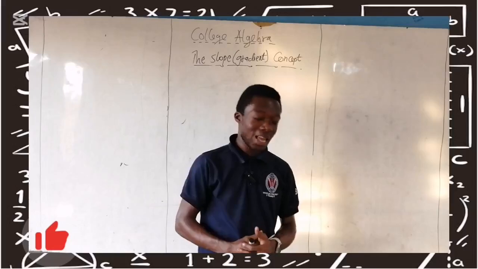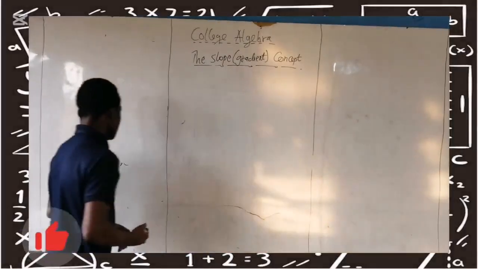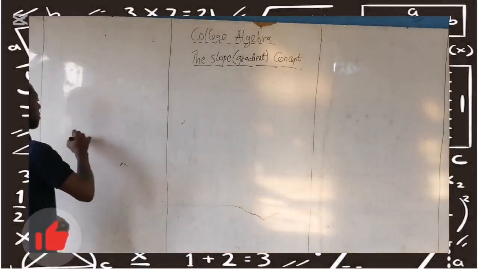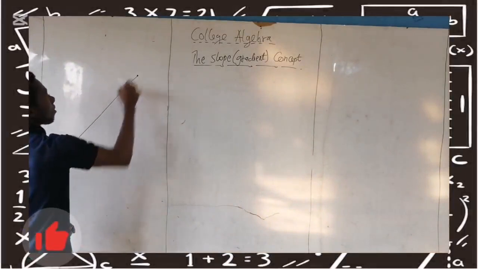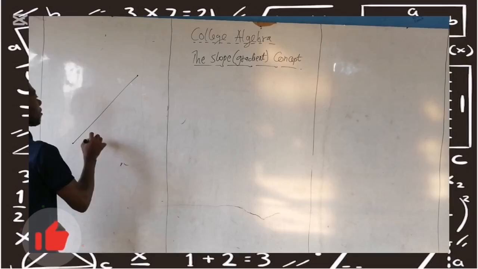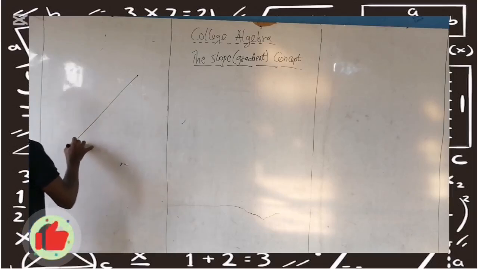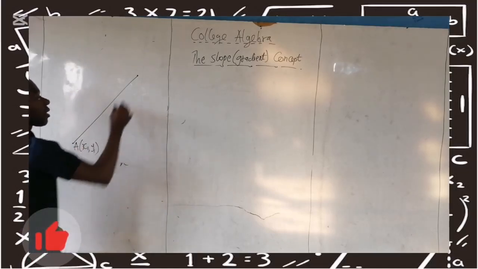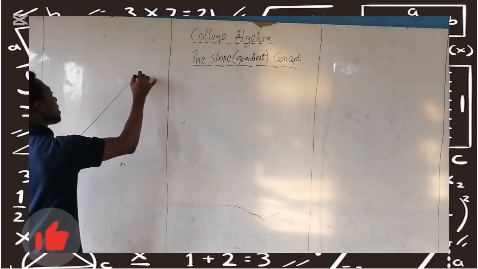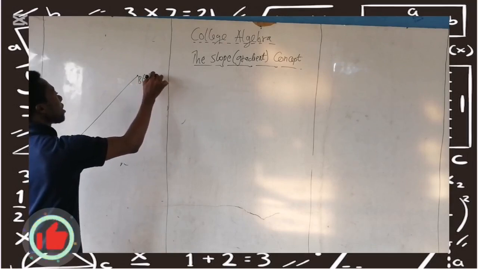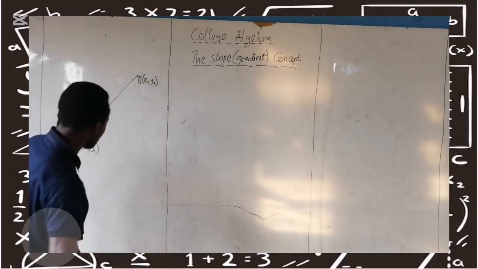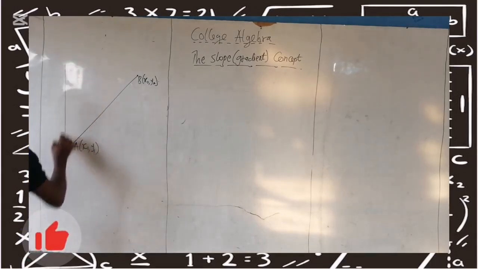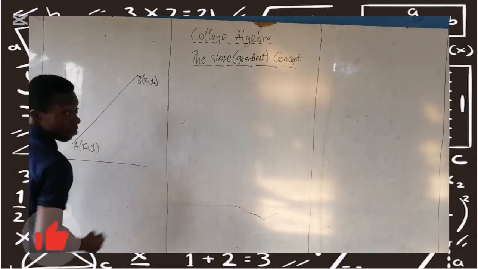But let's begin like this. Let's say we have this illustration. We have this line. Let's say here is point A, with coordinates x1, y1. Then here too, we have coordinates, say B, x2, y2. This also comes from our Cartesian plane developed by Rene.